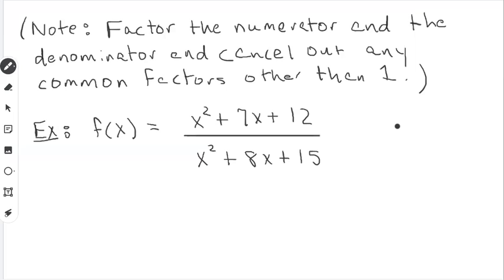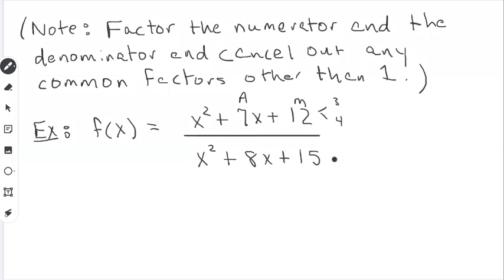So the way that we can factor the top is we can find two numbers that multiply to 12 but add up to 7. So what are two numbers that'll multiply to 12 but at the same time add up to 7? 3 and 4, right? So I'm going to write a 3 and a 4, so that I can multiply to 12 but at the same time add up to 7.